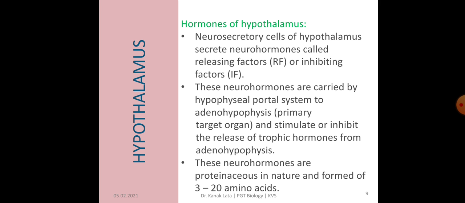Now we will discuss hormones of hypothalamus. The neurosecretory cells present in the hypothalamus secrete neurohormones, which are called releasing factor or inhibiting factor, that is RF or IF. Neurohormones are carried by the hypophyseal portal system to adenohypophysis, which is the primary target organ, and stimulate or inhibit the release of tropic hormones from adenohypophysis. Neurohormones are proteinaceous in nature, having 3 to 20 amino acids.